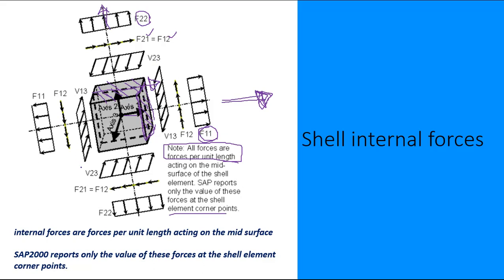I hope you understand. Similarly, V23 is the shear on the second face, whether positive or negative, and the direction will be given by the next subscript 3, V23. So keep these two in mind.